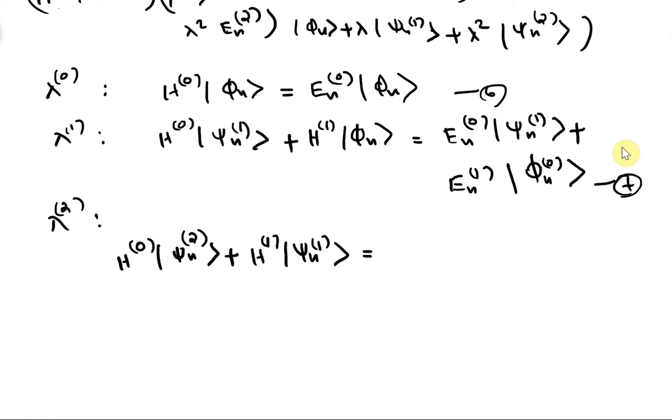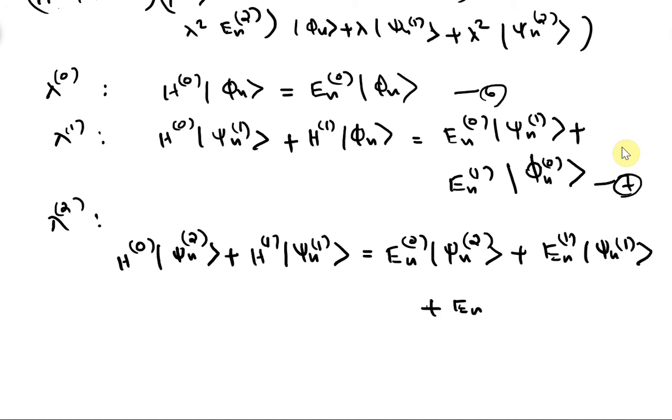Okay, now in the RHS we will be having three terms, right? En0 multiplied with the psi n2 plus En1 multiplied with the psi n1 plus En2 multiplied with the phi n. So these are the three terms, and I call this equation number 8.